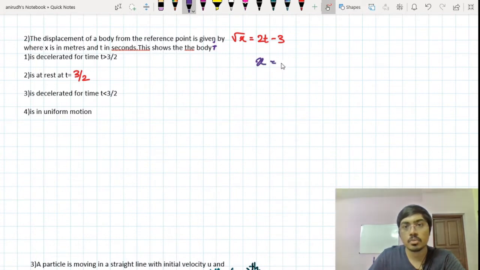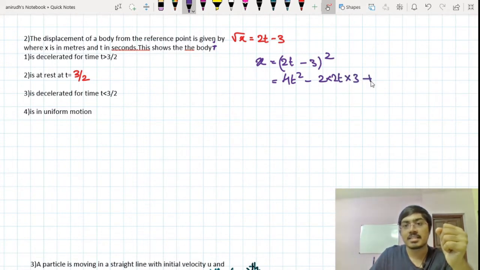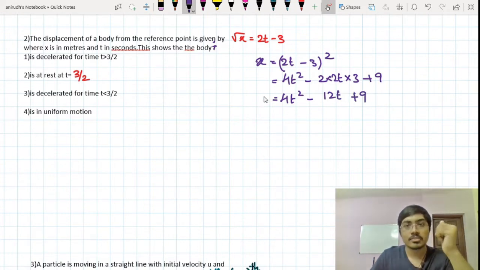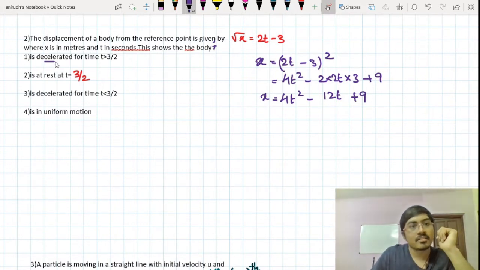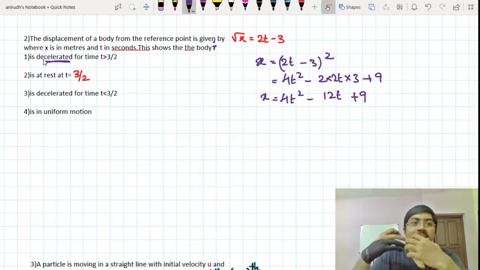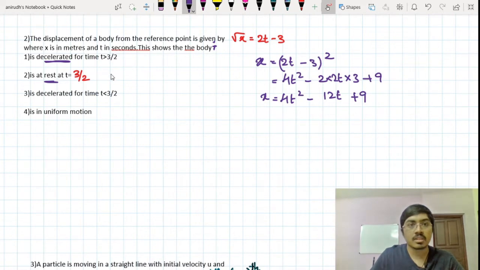So x is equal to 2t minus 3 the whole square. Now open it like a minus b the whole square. So this is 4t square minus 2 into 2t multiplied by 3 plus 9, right? So this is equal to 4t square minus 2 2's are 4, 3's are 12t plus 9, isn't it? So this is equal to x. Now the point is, as per the options, you are supposed to comment on the acceleration and the velocity to conclude from the 4 options.